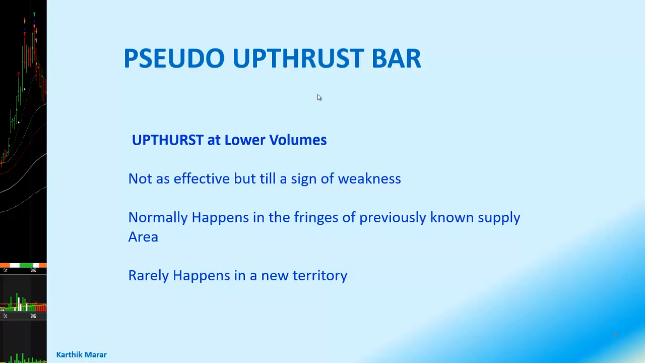Next, let's look at the pseudo-upthrust bar. Now, what is a pseudo-upthrust bar? It is an upthrust bar, but the volumes are lower. It is not as effective as the upthrust bar, but still it is a sign of weakness. Normally it happens in the fringes of previously known supply areas. It rarely happens in a new territory.